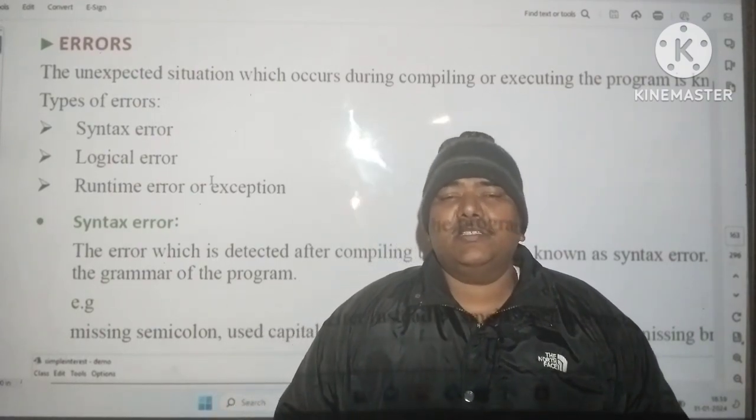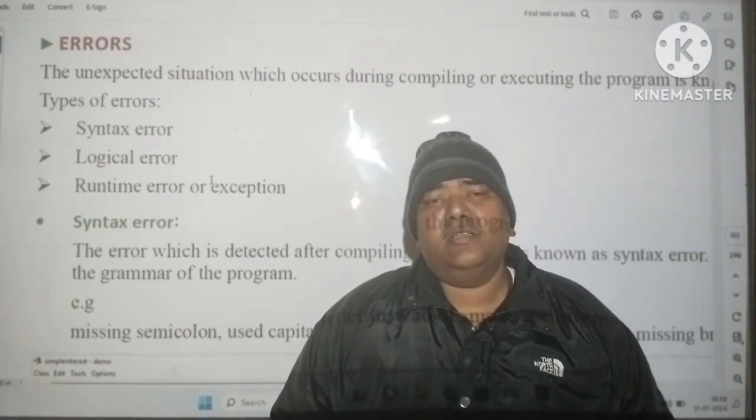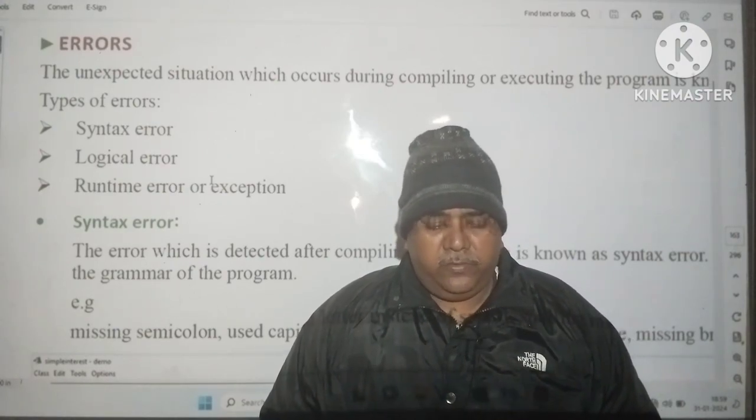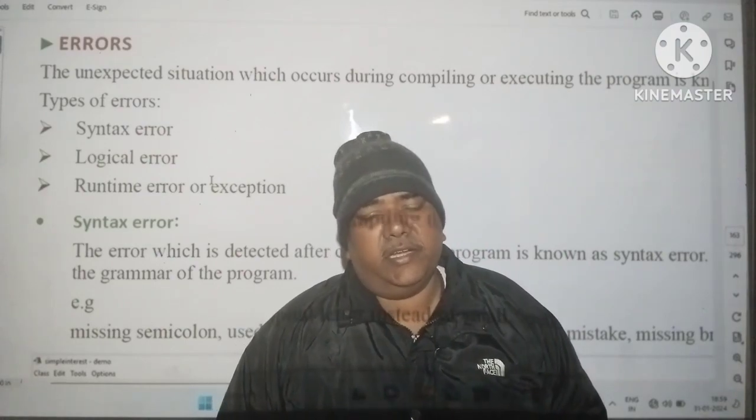Students, today we will discuss the types of errors in Java. One student from St. Thomas has asked for the types of errors, and she has asked for discussing it.